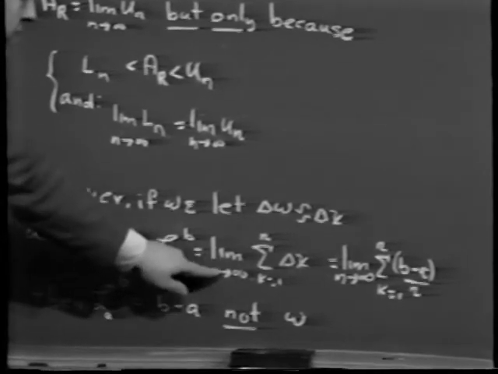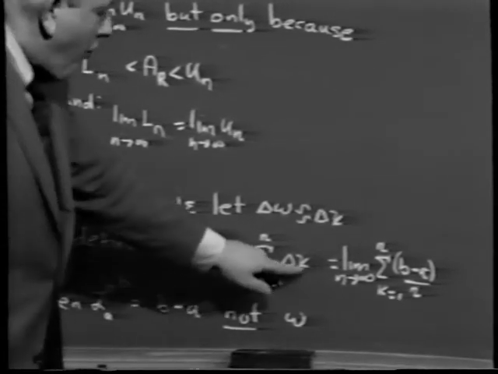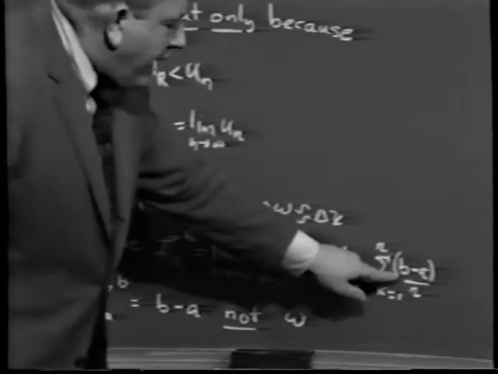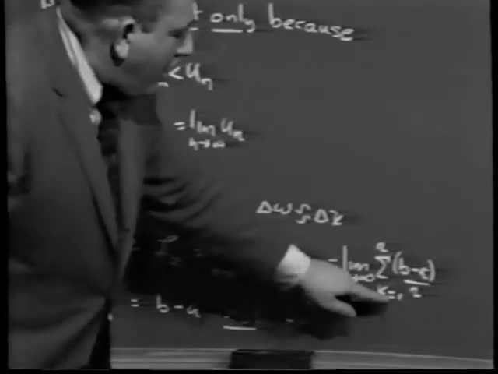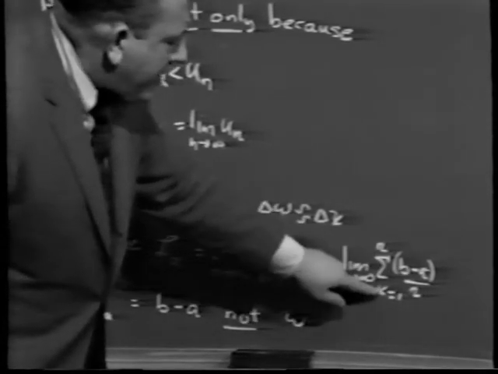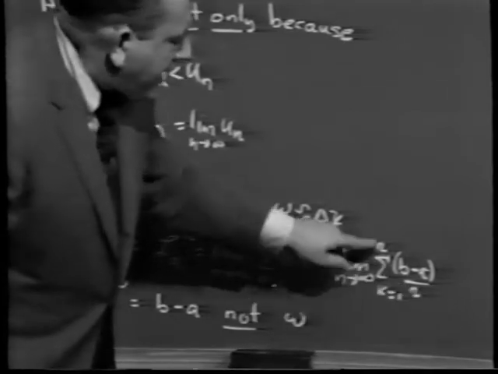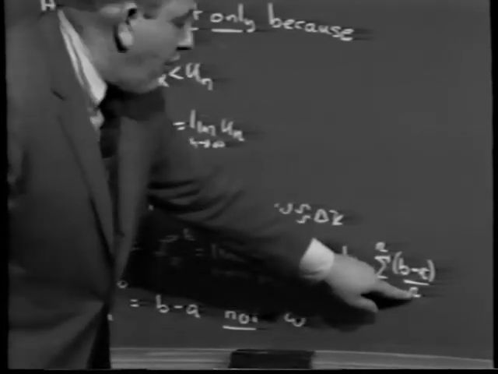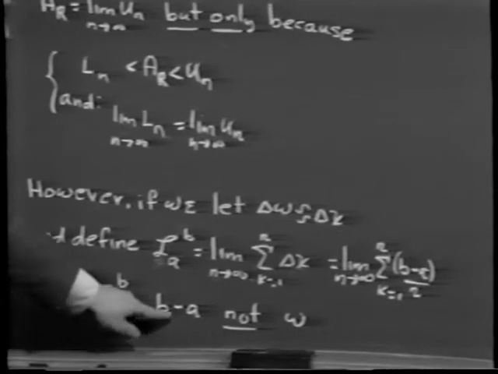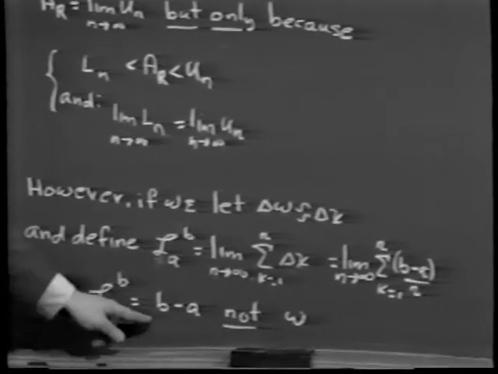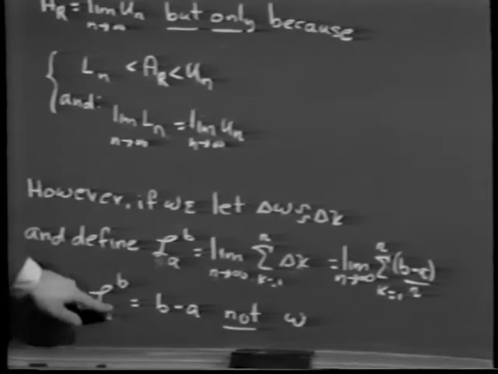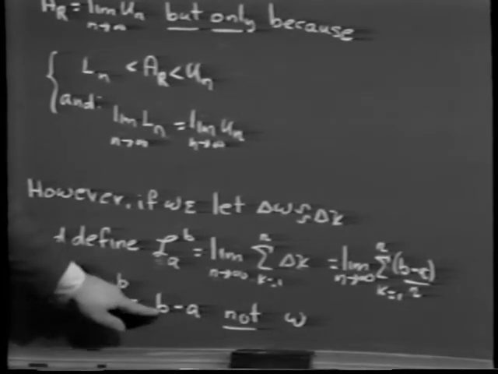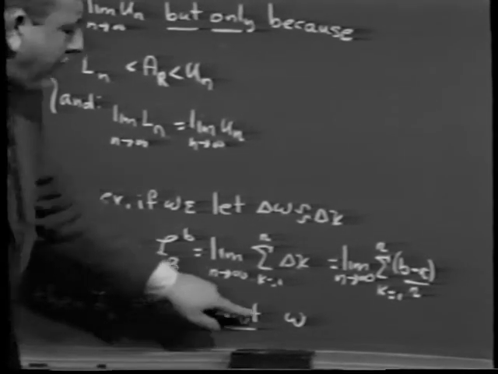Now if I compute this limit, what happens? Recall that we mentioned that delta X was b minus a over n. Consequently, if I have n of these pieces, the total sum would be what? n times b minus a over n, and n times b minus a over n is just b minus a. In other words, script L from a to b is defined, and it's b minus a, not W.